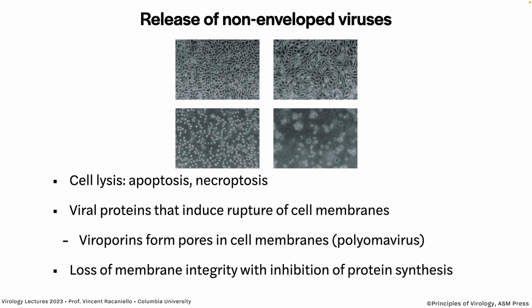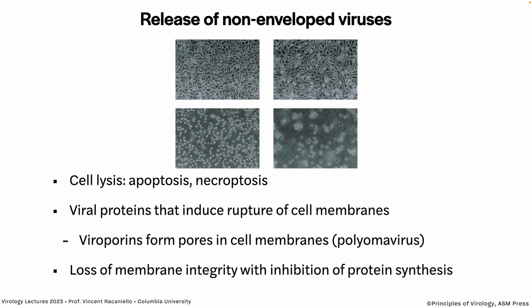And so cell lysis can be caused by programmed cell death like apoptosis and necroptosis. Many viral proteins have been identified that rupture cell membranes and allow virus particles to come out. In fact, some of these are called viral porins. They poke holes in cell membranes. And as viruses also inhibit cell protein synthesis, the membranes lose integrity. They fall apart, and out come the viruses. So that's a very straightforward way that viruses can get out of cells, simply by breaking them open.